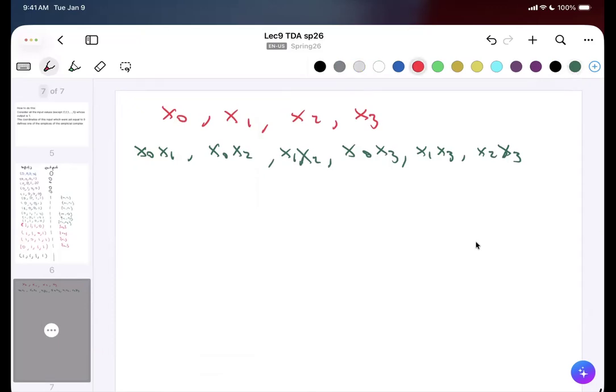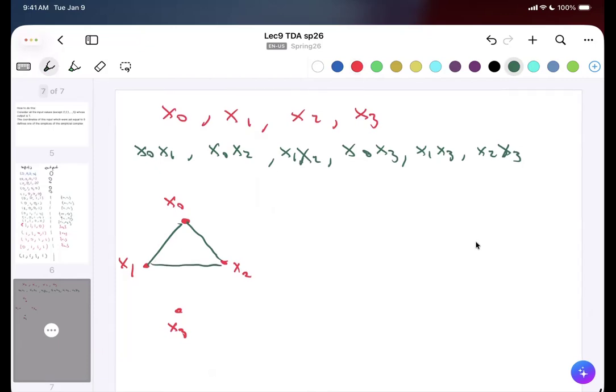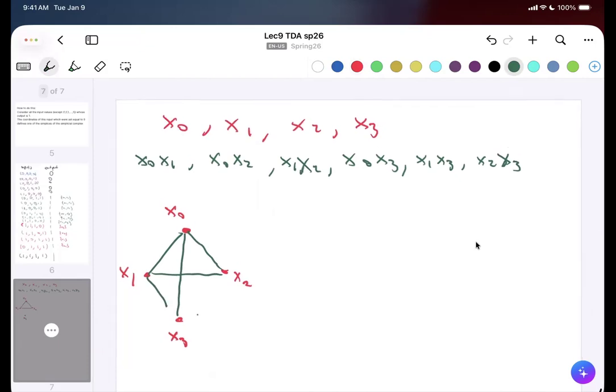So one picture you could have done is you put four vertices, right? And again, you connect 0 with 1. So I connect 0 with 1. I connect 0 with 2. I connect 1 with 2, right? I connect 0 with 3. I connect 1 with 3. And I connect 2 with 3, right?